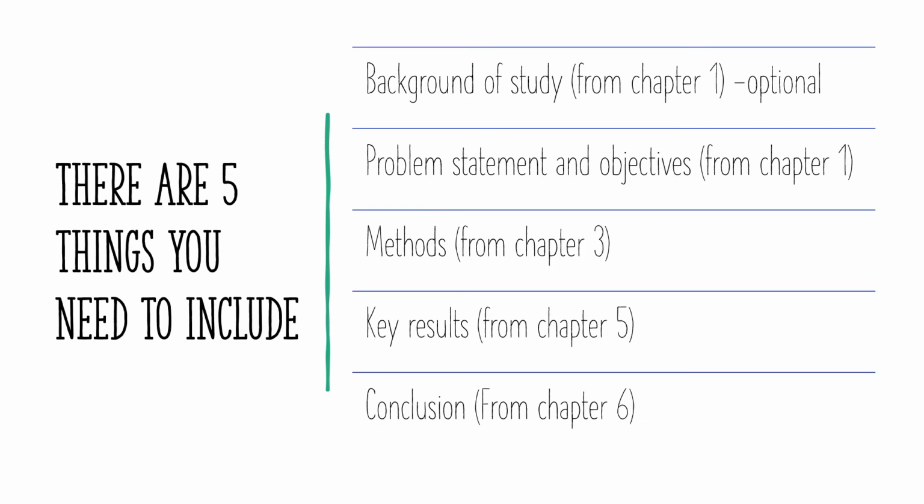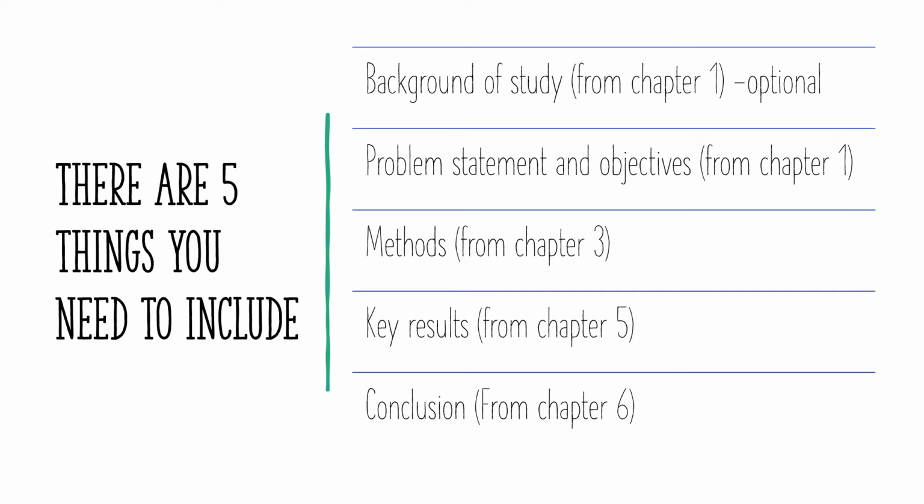There are 5 things that you need to include in your abstract. First one is the background of study. It is from chapter 1. It talks about what the area of your study is. Sometimes it is optional.